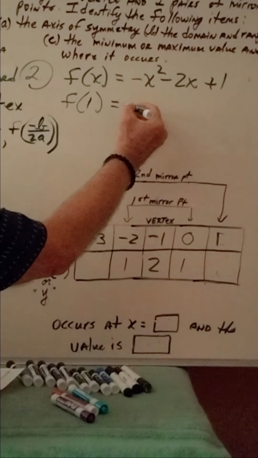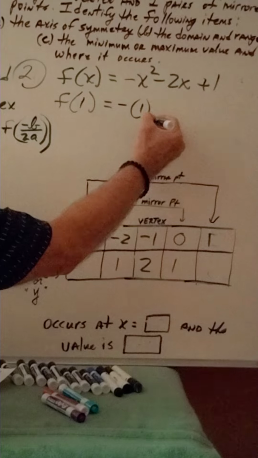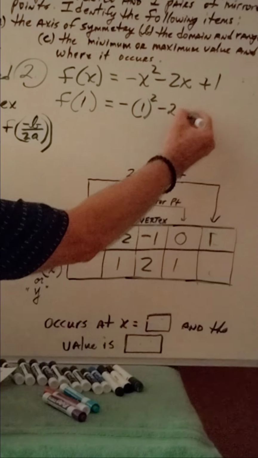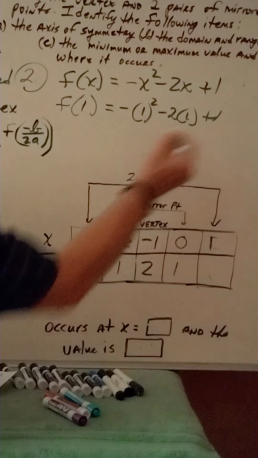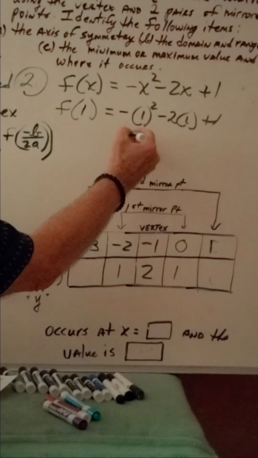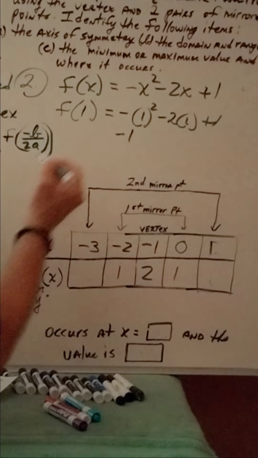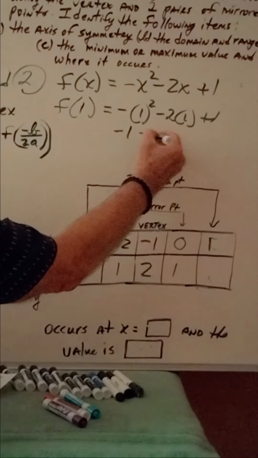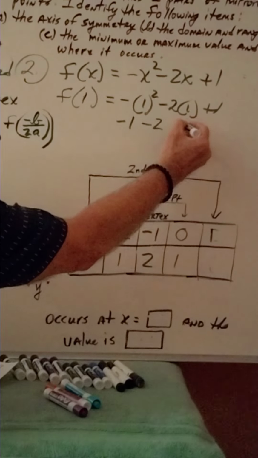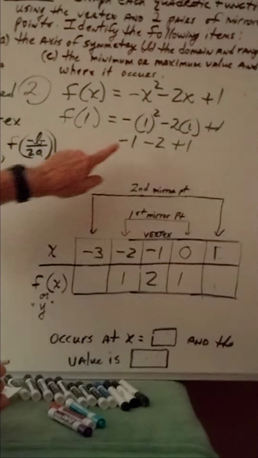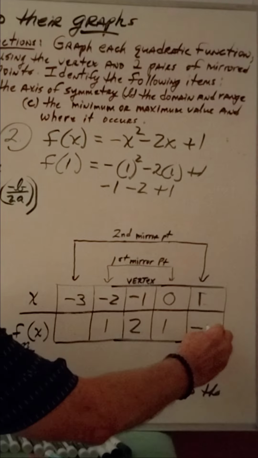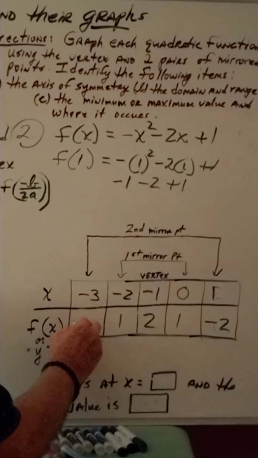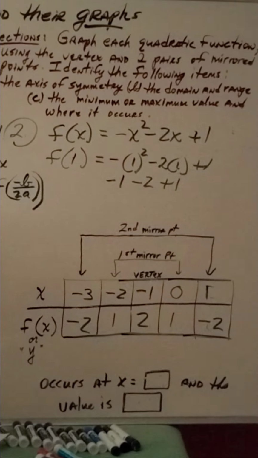Bring down that opposite sign, tuck that 1 in and square it. -2 times 1 plus 1. Bring down that opposite sign. He'll turn into a -1. He'll be a -2. He will be a +1. They cancel one another out. The y value is -2. -2 is here. This then is going to have to be -2 as well.